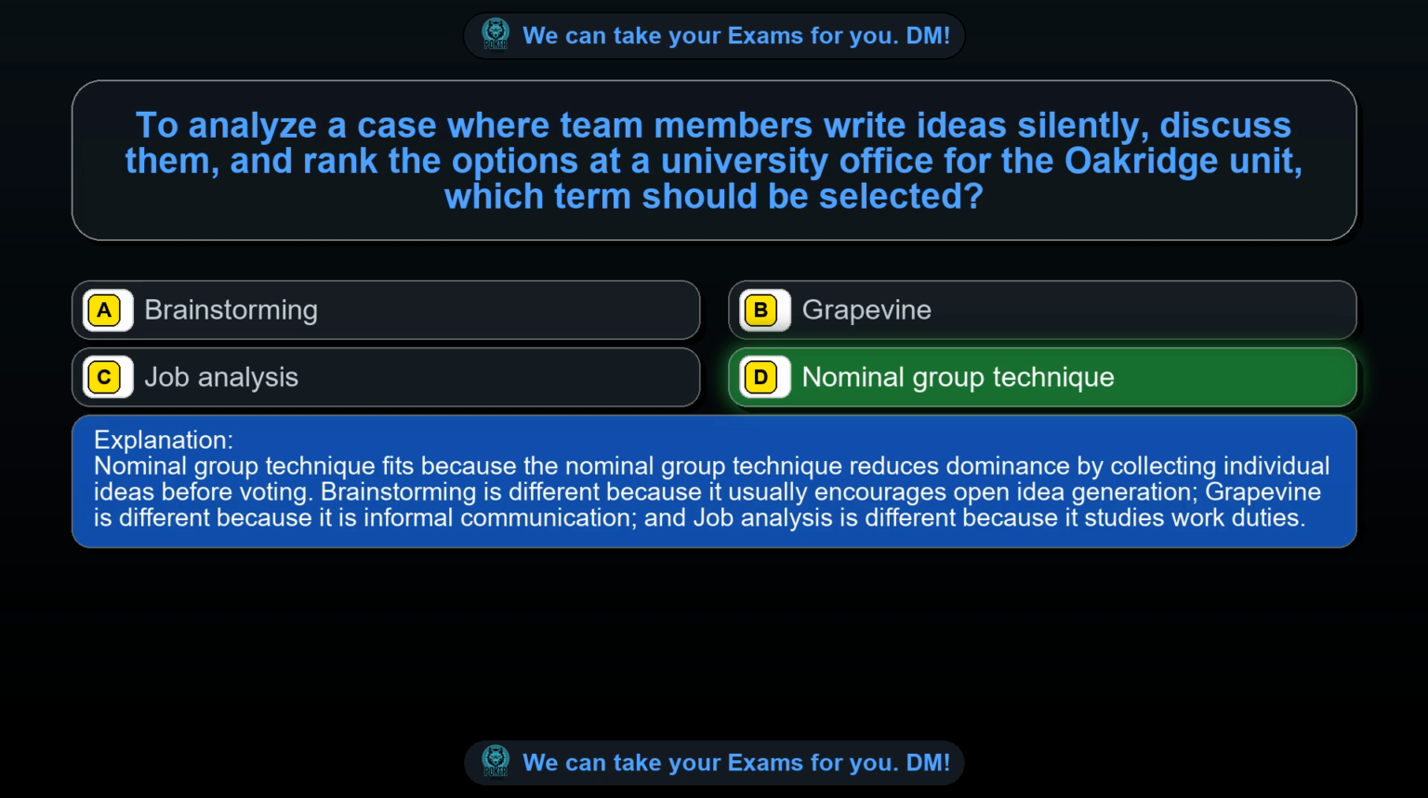Nominal group technique fits because the nominal group technique reduces dominance by collecting individual ideas before voting. Brainstorming is different because it usually encourages open idea generation, grapevine is different because it is informal communication, and job analysis is different because it studies work duties.